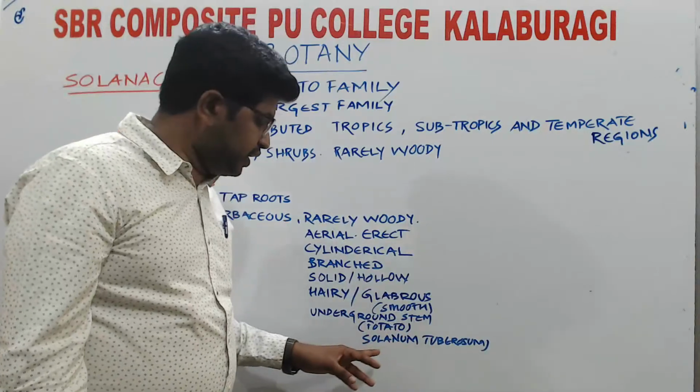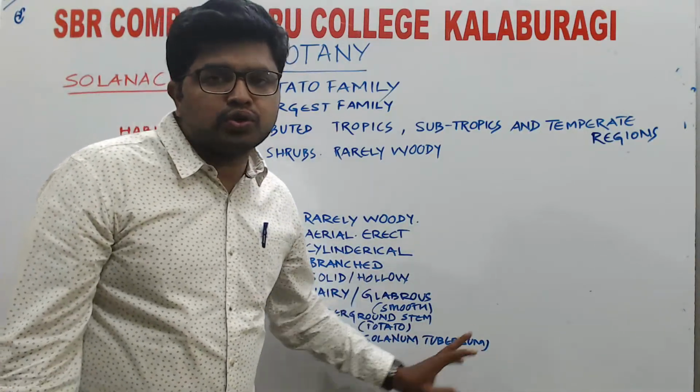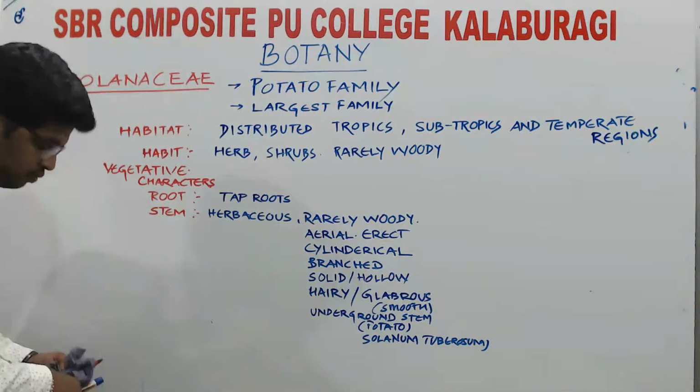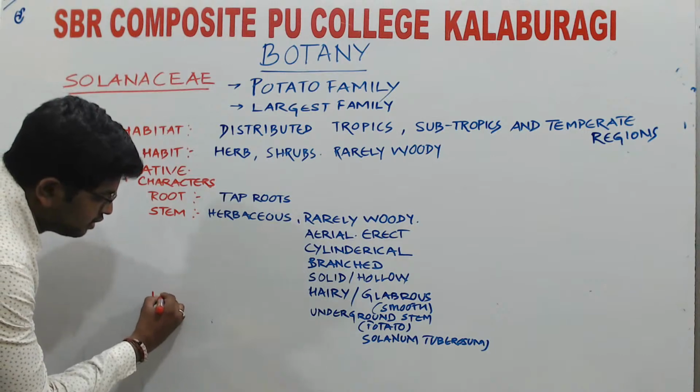You know, the potato that we eat is rich in starch. The scientific name of potato is Solanum tuberosum. Okay. Next, what is the vegetative character after stem? On the stem we have leaves.